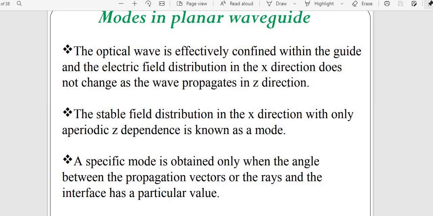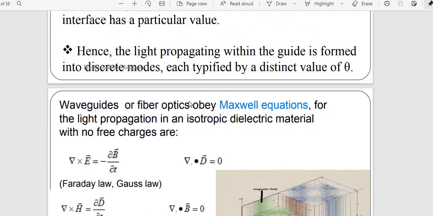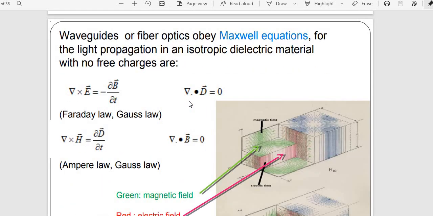It is the electric field distribution in the x direction, which should not change with respect to the z direction when waves are propagating. When they are moving periodically in the x direction along the z direction, that is called a mode. Next, we talk about its analysis by using Maxwell equations.